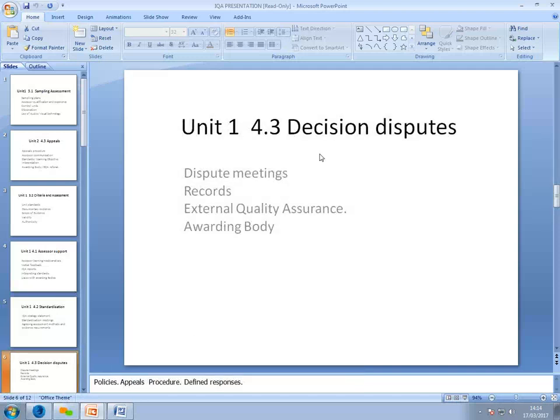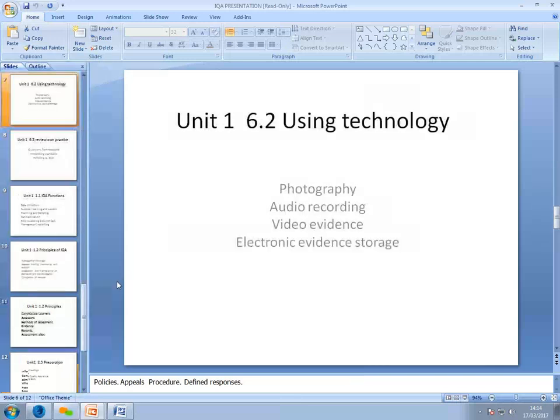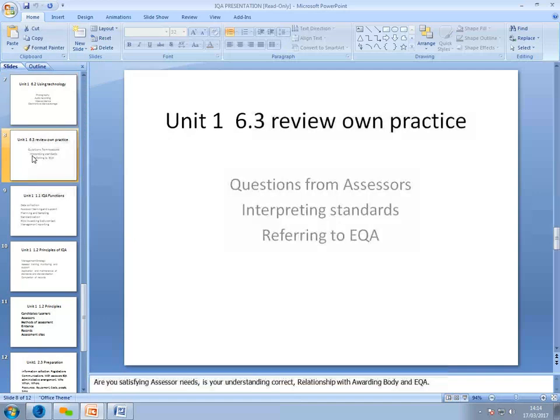Dispute meetings, records, external quality assurance body. We've mentioned it already. It's basically the procedure you go through if you've got a dispute. And again, it rarely happens. It's not something that happens every year, never mind anything else.